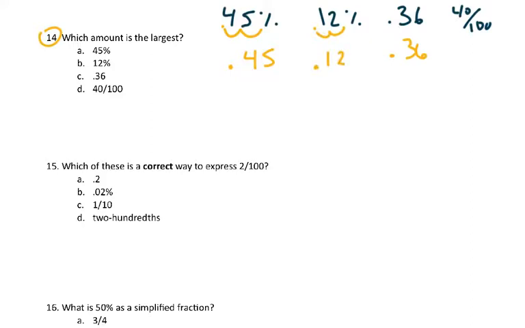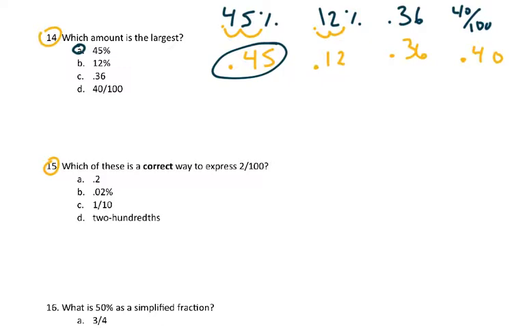And then for this last one, 40 out of 100. So that's something as 0.4 or 0.40 if it's 40 hundredths. So it says which amount is the largest. The biggest number of these is 0.45 or 45%. So it'd be A.